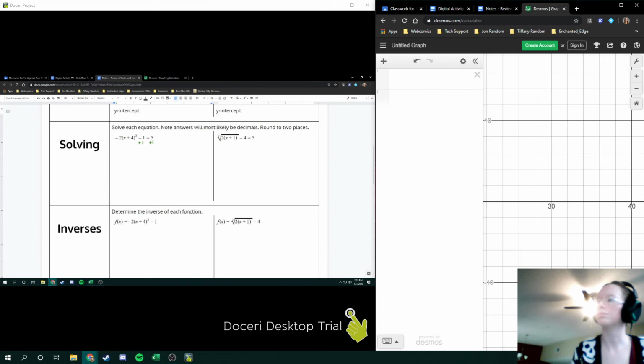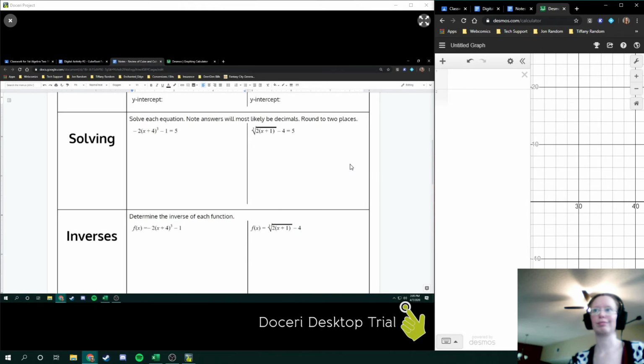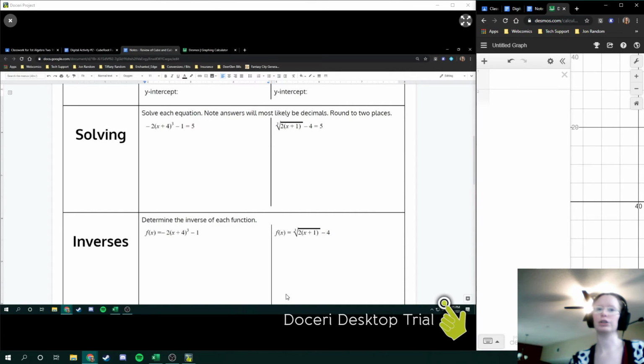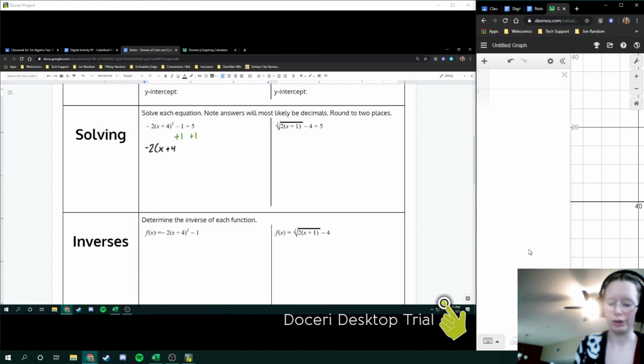I'm going to write a bit bigger if I'm trying it this way. The reason I have it split screen like this is nice because I'm going to be doing some things on the calculator, so it'll be helpful to have Desmos open. But I can try to make it a bit smaller so that's bigger. Yeah, okay. Start by adding 1 on both sides. Negative 2x plus 4 quantity cubed equals 6.